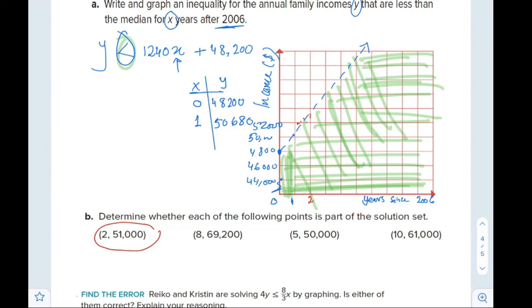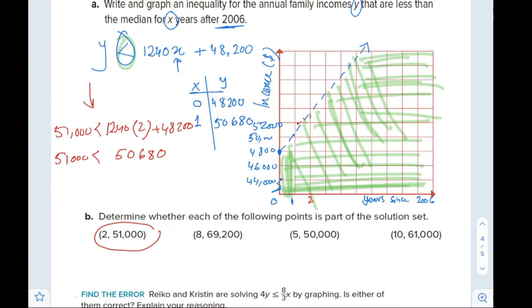So to be on the safe side, if you are not sure about your shaded area, you can simply replace. Take the y and replace it with 51,000. Take the x and replace it with the value 2. And check the resulting inequality. Let's check. This side is 51,000. And for this, 2 times 1240, which is 2,480, plus 48,200, it will be 50,680.